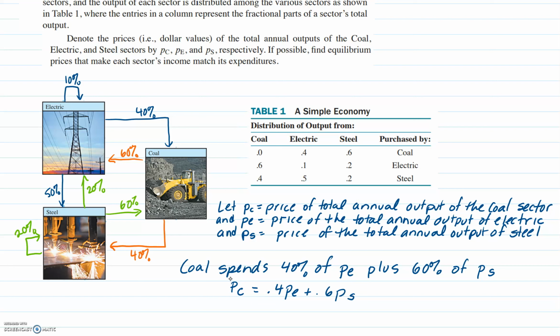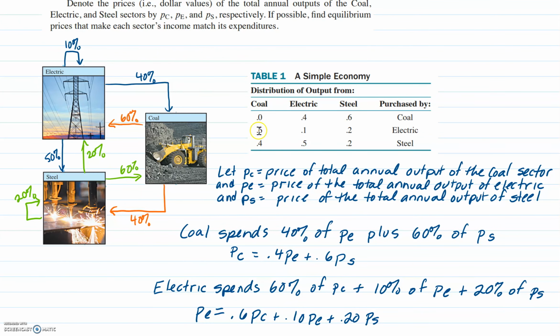And again, we want this expenditure so everything flows nicely. We can do the same thing with the second row, right? The price of electric. Electric spends 6% of PC plus 10% of PE plus 20% of PS. And again, PE, yes, I realized 10% on itself. So that would be 0.6 PC plus 0.10 PE plus 0.20 PS is equal to the PE.